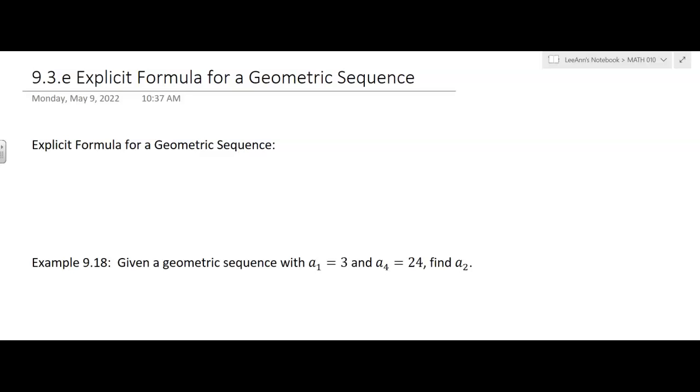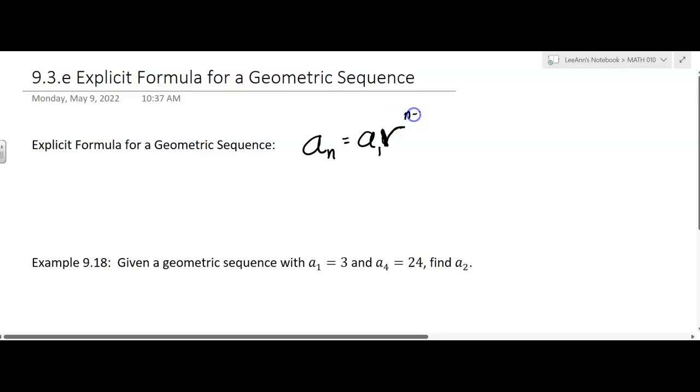So we have an explicit formula for a geometric sequence, and it says a sub n is equal to a sub 1 times, and a lot of times they'll put a multiplication symbol there, but they don't. The multiplication's implied. That's supposed to be an r. But the exponent on r is going to be n minus 1.